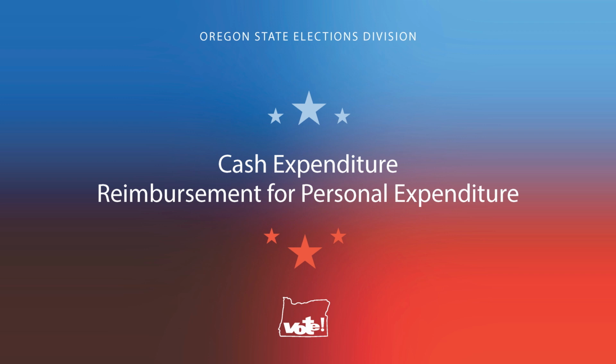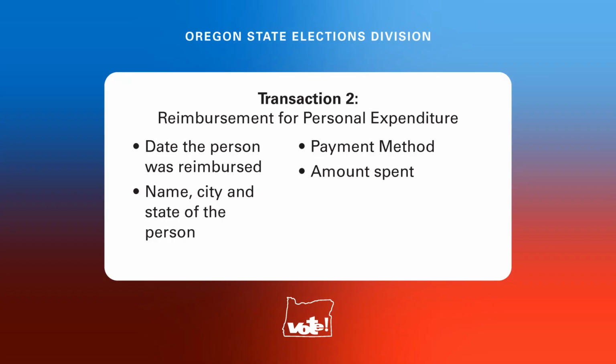We will continue to use the example showing that the committee is reimbursing Jen for the money that she spent at ABC Office Company on the committee's behalf. One payment may be used to reimburse for multiple personal expenditures. To file a cash expenditure reimbursement, you'll need the following information: the date of the reimbursement, the payment method, the amount, and the payee's name, city, and state.